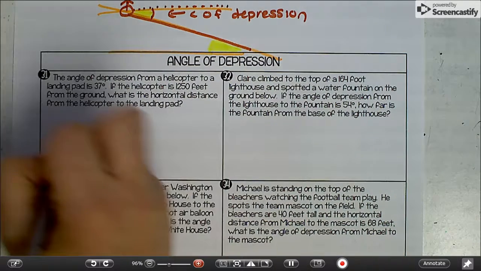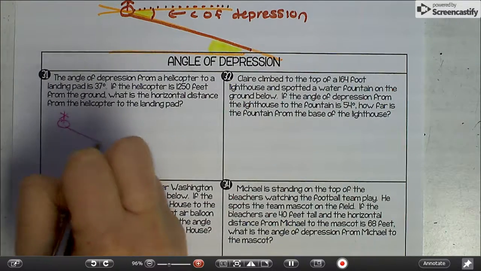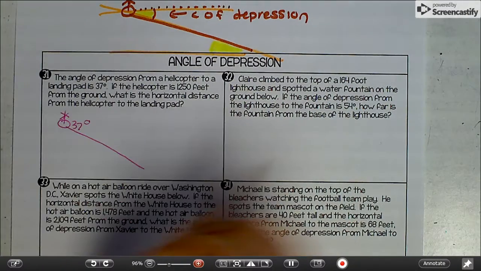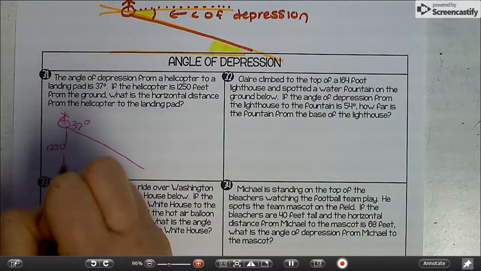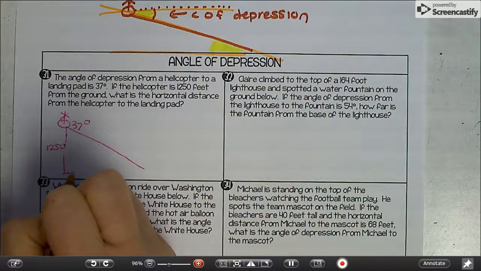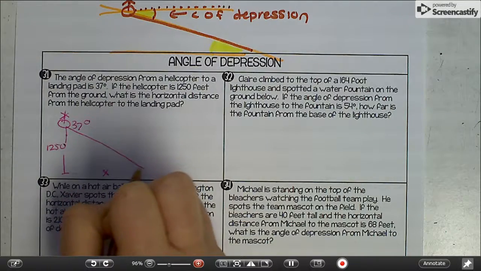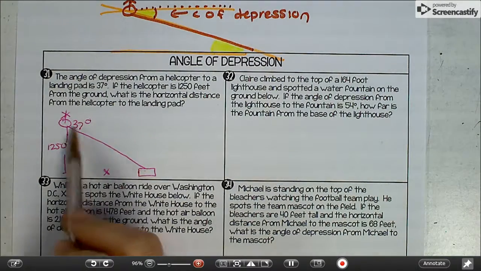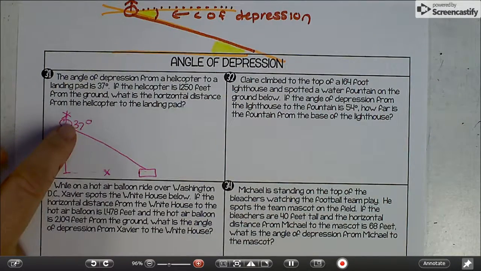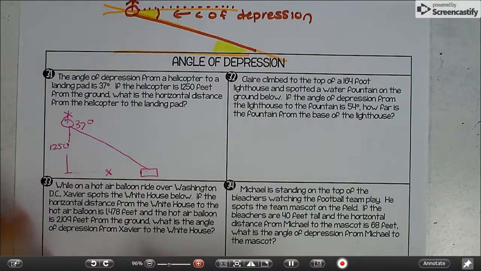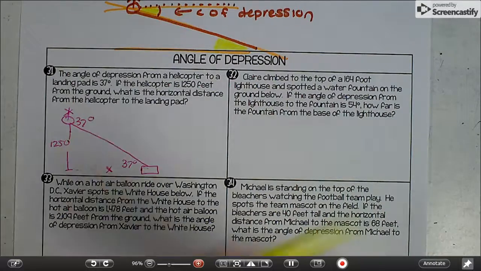All right, so the angle of depression from a helicopter to a landing pad is 37 degrees. If the helicopter is 1,250 feet from the ground, what is the horizontal distance from the helicopter to the landing pad? Okay, we could put that X up here or here, but this is kind of the way we're going to look at it. Now, that 37 degrees is outside of our triangle, but due to alternate interior angles, we can move it right there. We have our hypotenuse here.